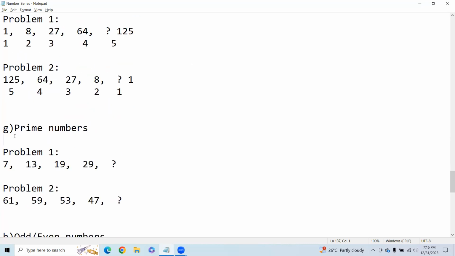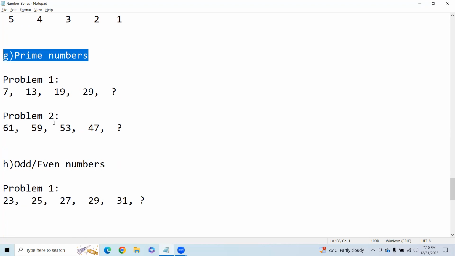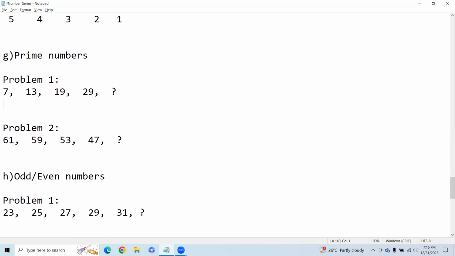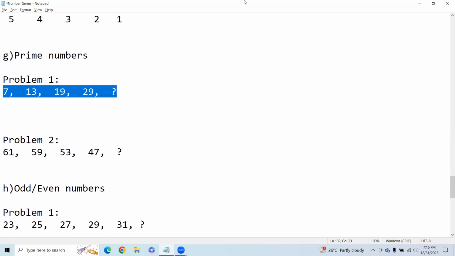It is called a prime number. We know that any number which has exactly 2 factors is called a prime number. So let's look at this problem: 1, 7, 13, 19, 29. Initially you might feel that this is an increasing series, so you can try addition. 7 plus 6 becomes 13, 13 plus 6 becomes 19, then plus 10. But it doesn't follow any approach or any specific pattern.